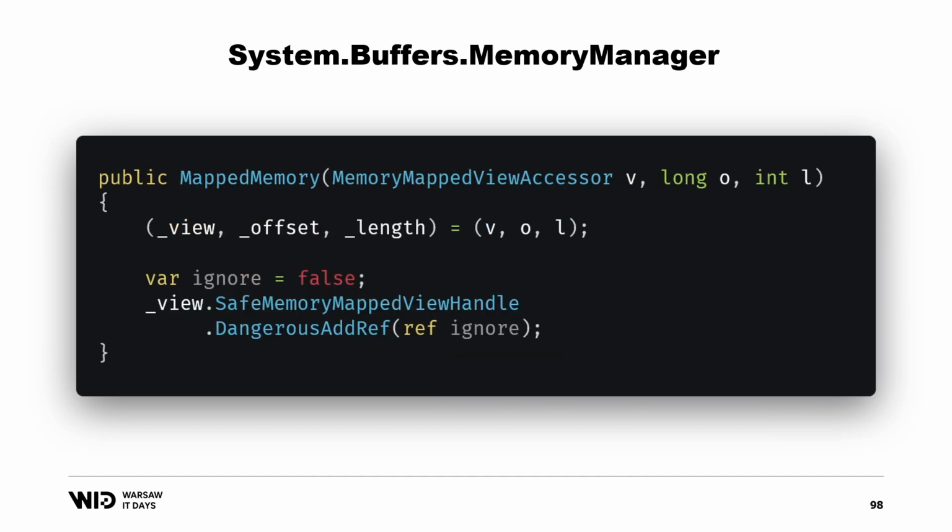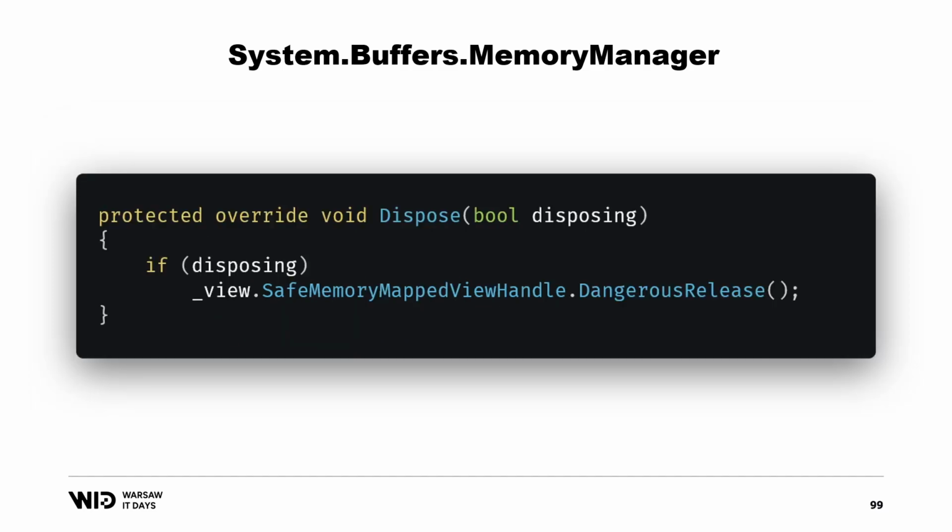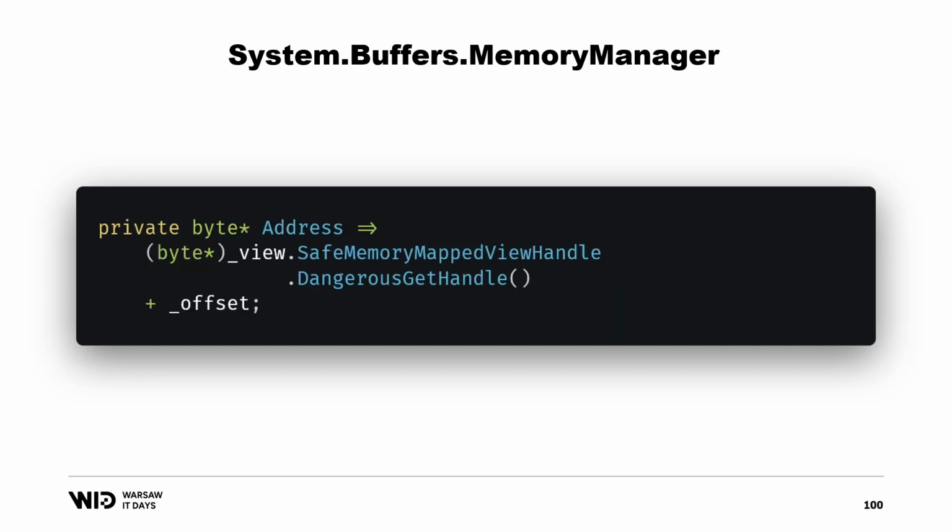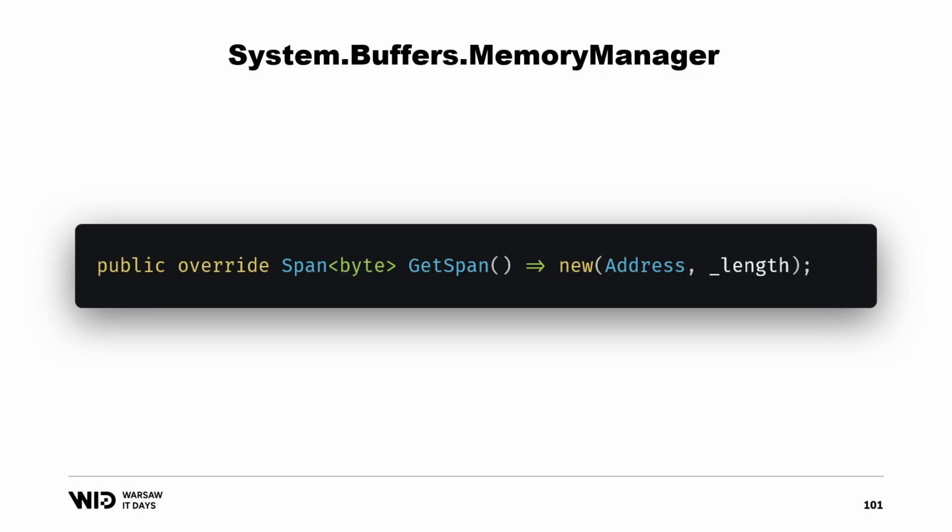The constructor of the class is fairly straightforward. We just need to add a reference to the safe handle that represents the memory region. And this reference will be released in the dispose function. Next, we have an address property, which is not an override, it's just something that is useful for us to have. We use DangerousGetHandle to get a pointer, and we add the offset so that the address points to the first byte in the region that we want our memory to represent. We override the GetSpan function, which does all the magic. It just creates a span using the address and the length.